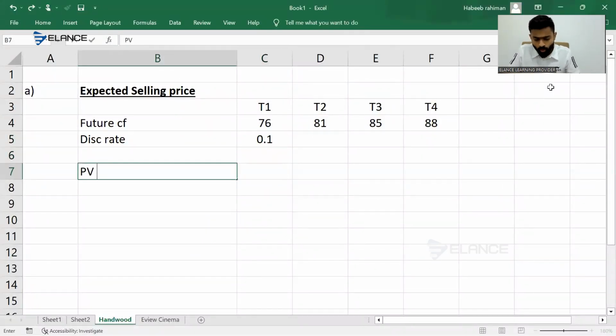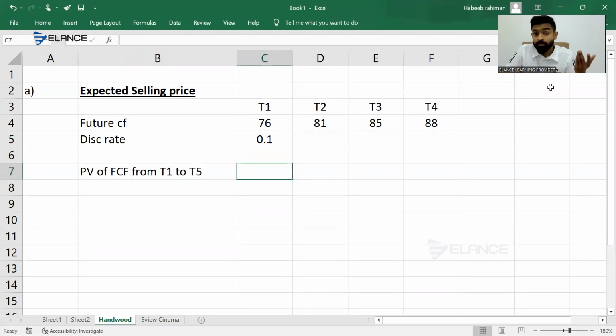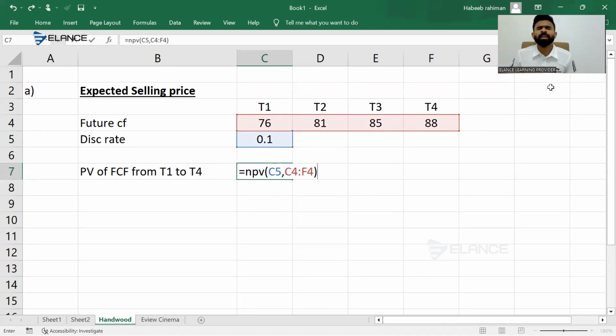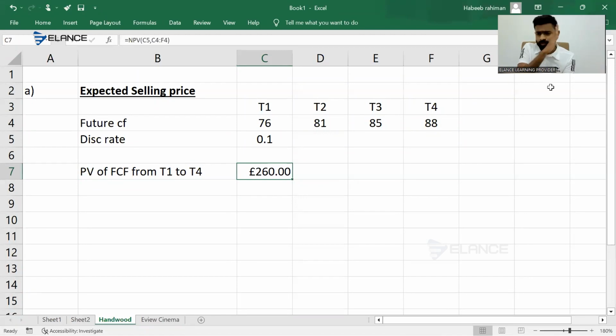So the present value of future cash flows from T1 to T4. We have an NPV formula to calculate the present value. I'm just going to type that formula. It's T1 to T4. The formula starts with equal to NPV, bracket open, rate, comma, cash flows from T1 to T last. This is the formula we have to use to calculate the present value of any cash flows starting from T1. So this is the present value of future cash flows from T1 to T4.